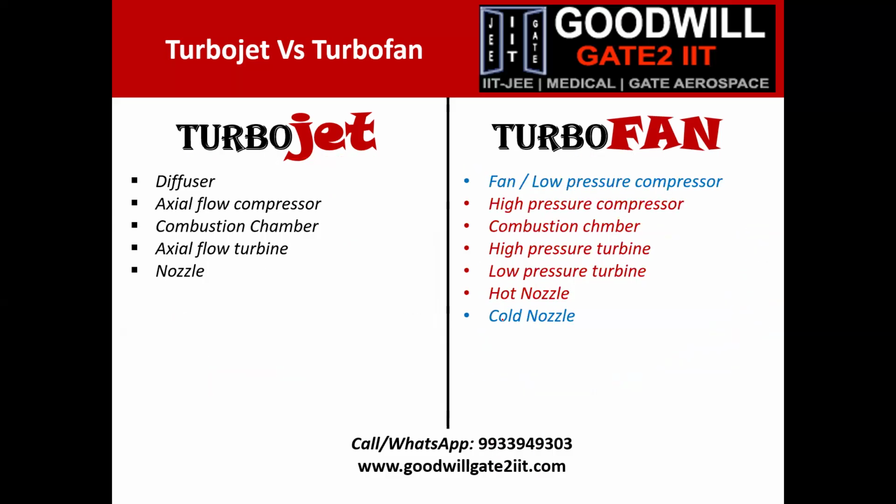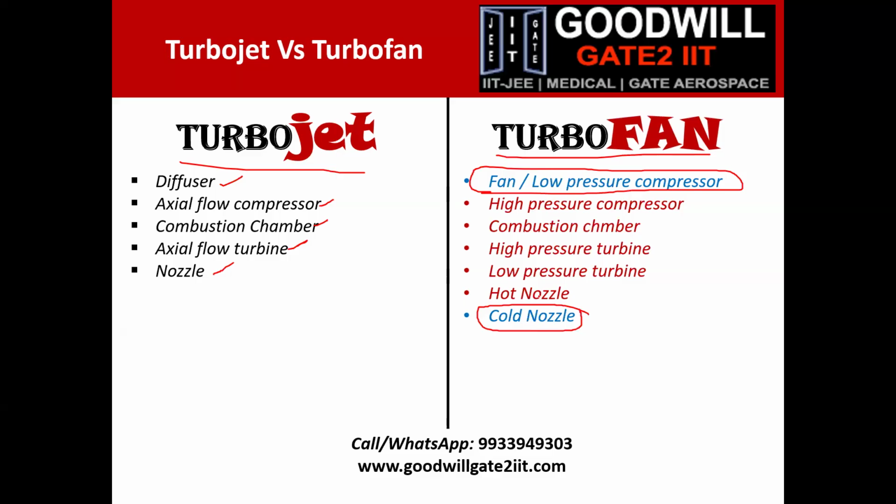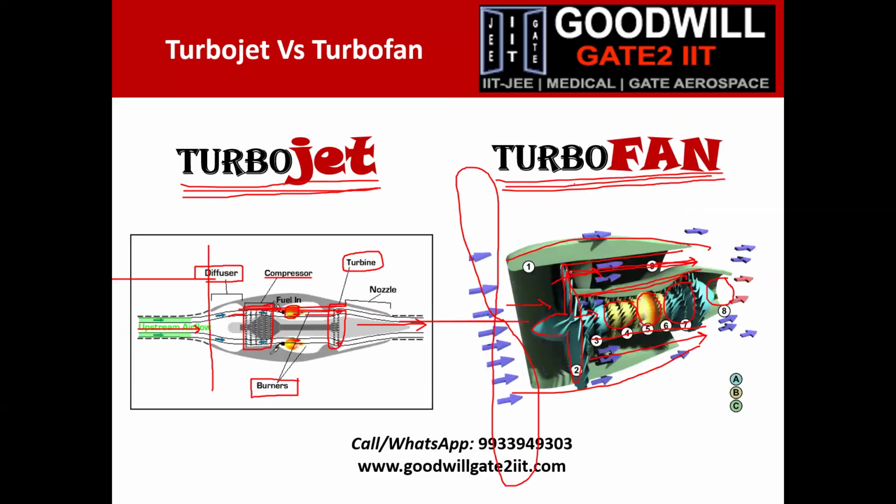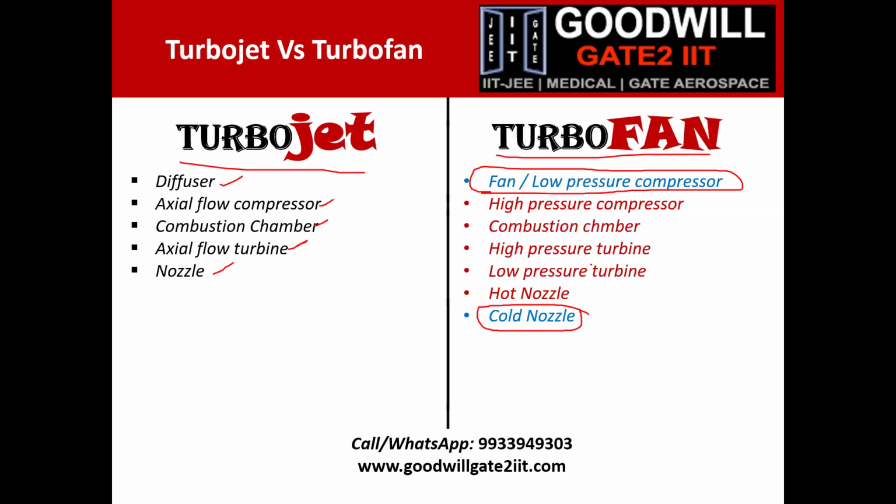Keeping this in mind, let me summarize what I have just said. You have a diffuser, compressor, combustion chamber, turbine, and a nozzle in turbojet engines. When it comes to turbofan, you first have a big fan which will divide the air. Some portion of the air goes into the bypass duct, which is also known as the cold nozzle, this outside portion. The remaining air enters the core engine, in which you again have the compressor, combustion chamber, turbine, and nozzle. I'm not going into what the high pressure and low pressure turbines are, because that goes into more technicalities and would complicate the video.